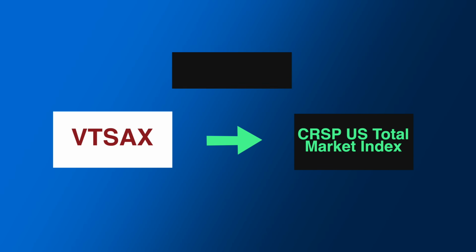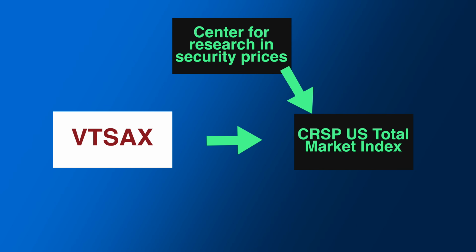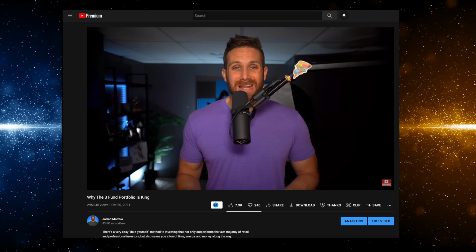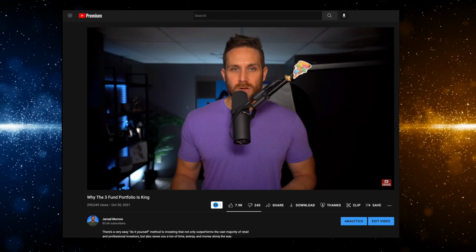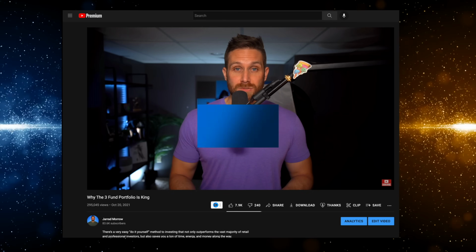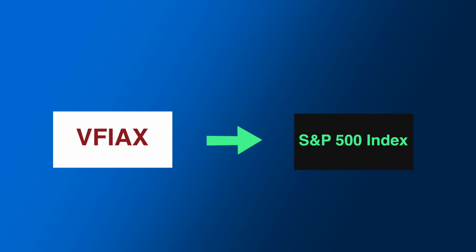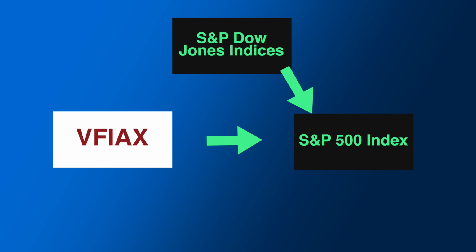In the case of the Vanguard US Total Stock Market Index Fund, VTSAX, it's tracking the CRSP US Total Market Index, which is a product offered by the Center for Research in Security Prices. When you invest in this type of fund, your money is being spread among every US stock available. In my 3-fund portfolio video, I go through the benefits of index-based funds, so I'll have a link to check out that video down in the description and at the end of this video as well. For the Vanguard S&P 500 Index Fund, VFIAX, Vanguard has chosen to track the S&P 500 Index, which is a product offered by S&P Dow Jones Indices.